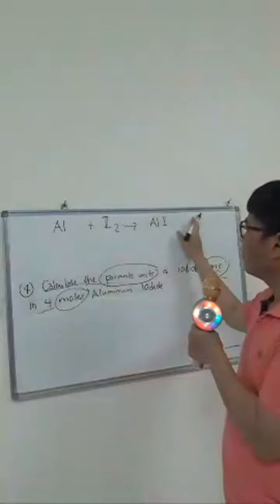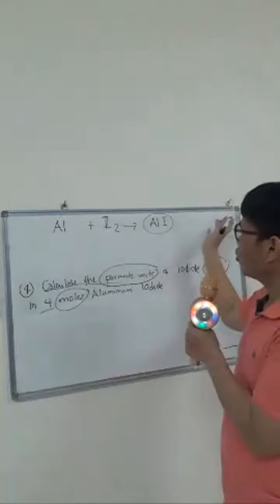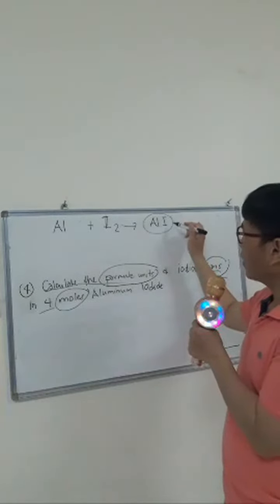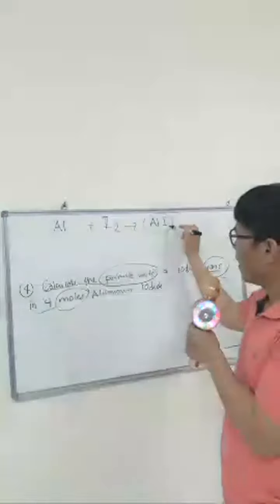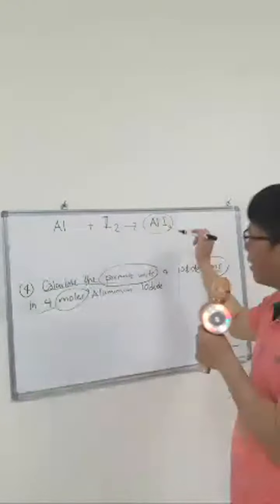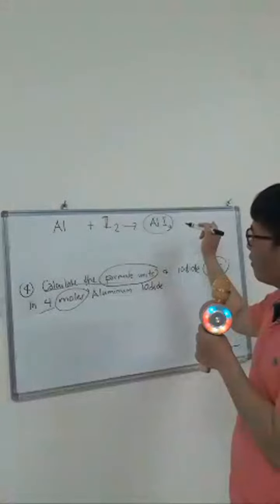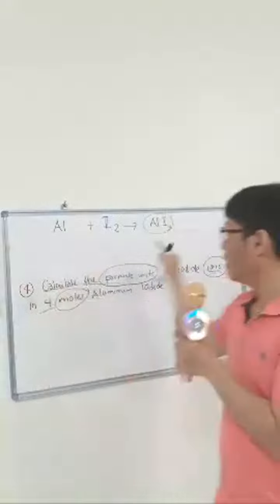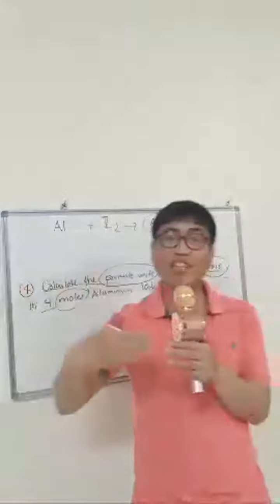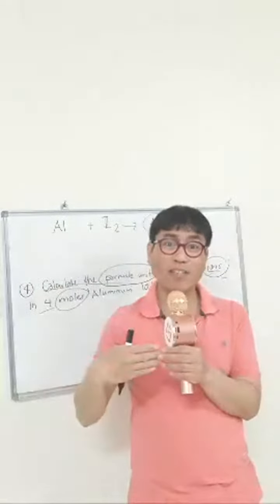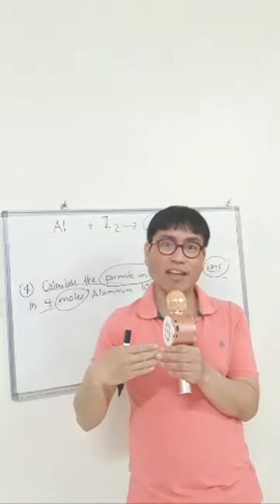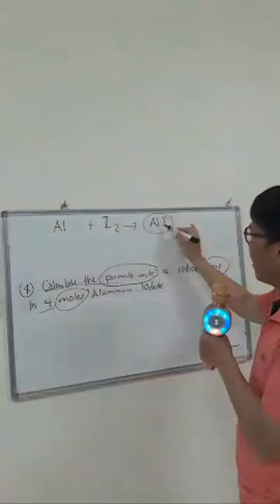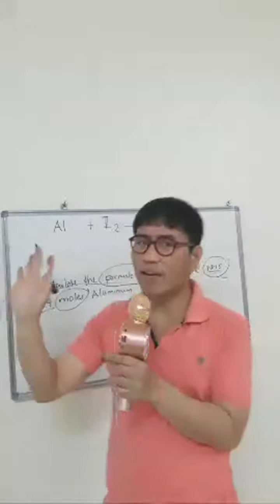Now, exchange the charges. Since we have 3 of aluminum, it will become the subscript of iodine. So I3. Since iodine has only 1 negative charge, it doesn't matter at all. You don't have to put a subscript on aluminum during the exchange of charges, because it's the same as nothing. Okay, like that. So AlI3.